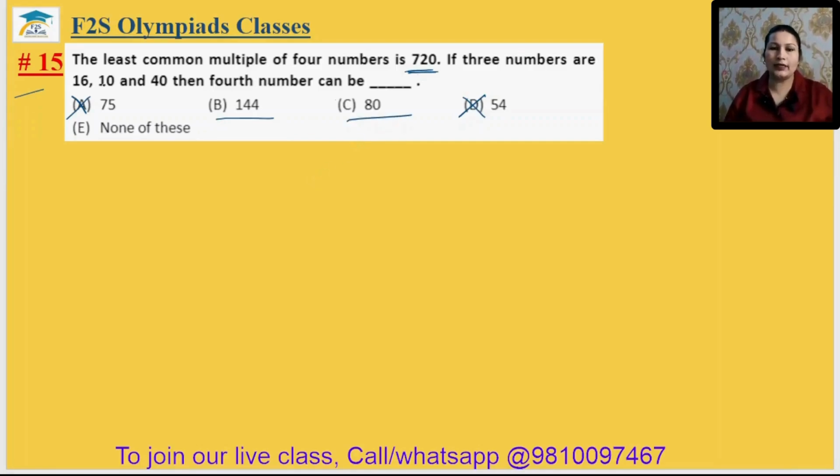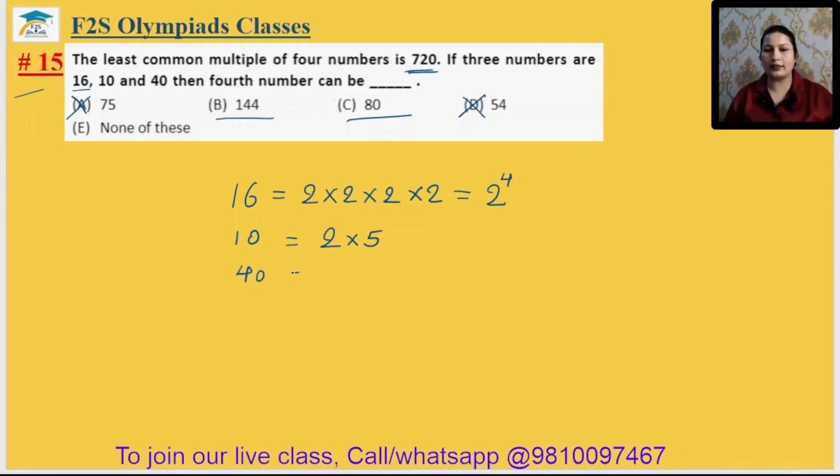So let's proceed. First we will prime factorize 16. If we prime factorize 16, we can write 2 multiplied by 2 multiplied by 2 multiplied by 2. We can write it in the form of exponent, 2 to the power 4. Now 10 can be written as 2 multiplied by 5. 40 can be written as 2 multiplied by 2 multiplied by 2 multiplied by 5, that is 2 to the power 3 multiplied by 5. Now prime factorize 720 also.